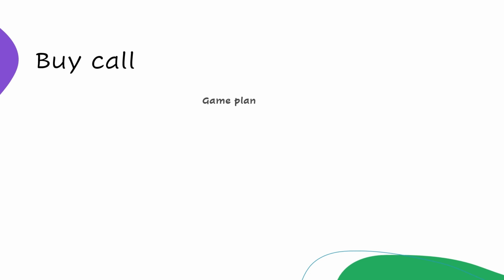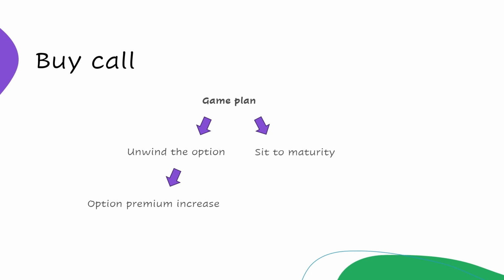There are mainly two game plans for call buyers. If the underlying asset goes up after the call is bought, call buyers can choose to sell the call to capture the profit as option premium increases with underlying spot increases. Otherwise, call buyers can choose to sit with the call option until maturity. In this case, call buyers will make a profit if the call's payoff is bigger than the premium paid, meaning spot at maturity is higher than the call strike by at least the premium amount.